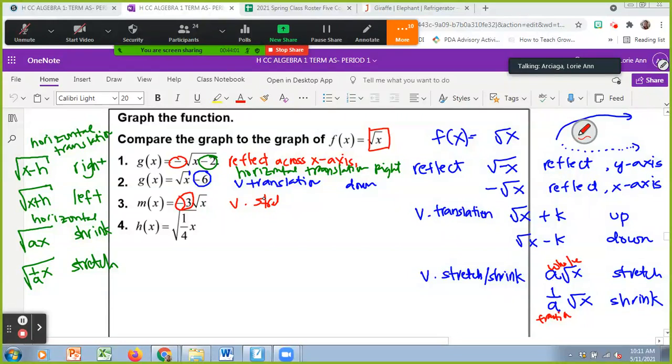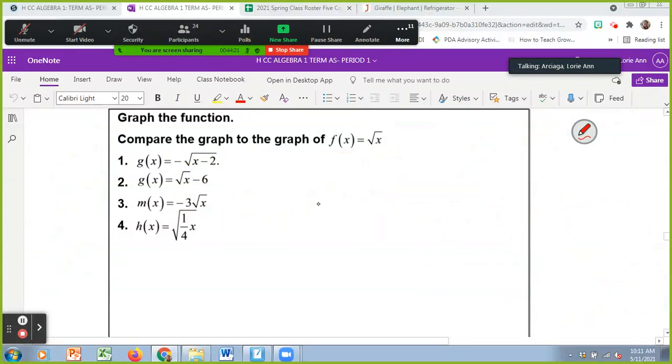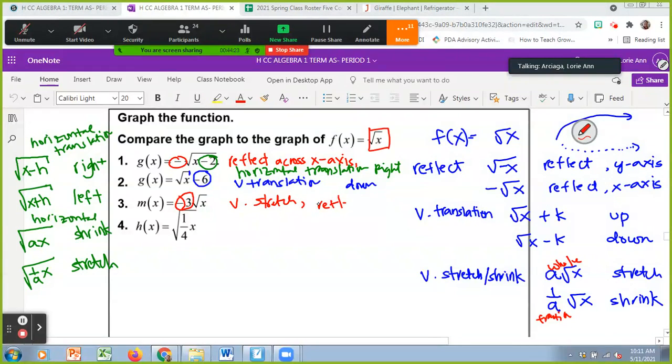Okay, so we took care of the number. What about the negative? So you have a negative outside again. So what do you pair that up with? This one, you have a negative after or outside the radical sign. So you reflect it, right? So reflect x-axis. Very good.